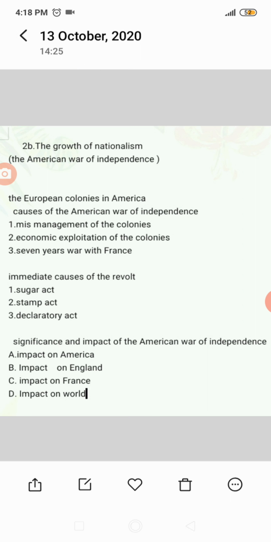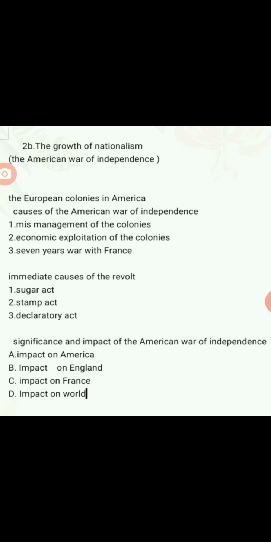Now students, we have to see the significance of the American War of Independence and what the impact of that war was on other countries. At first we will see America's impact. America emerged as a new state, namely the United States of America, in short USA, a sovereign independent country which has the first written constitution in the world.